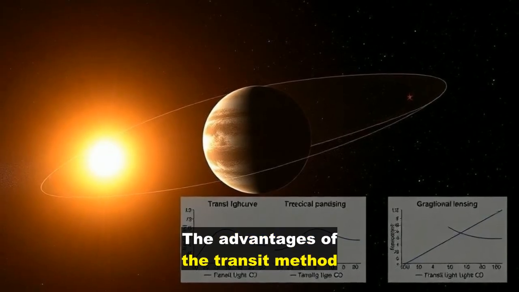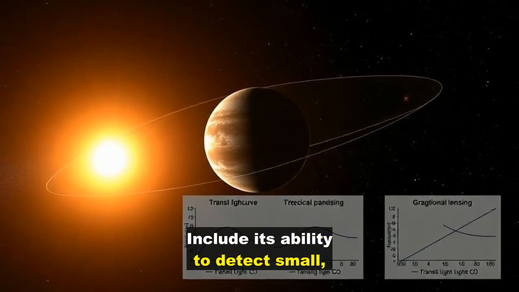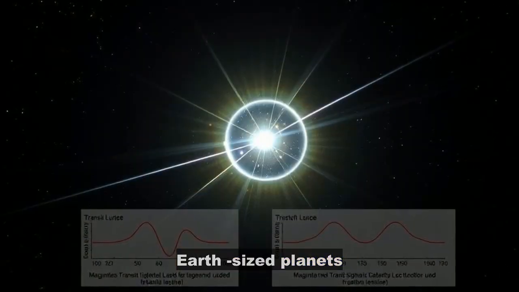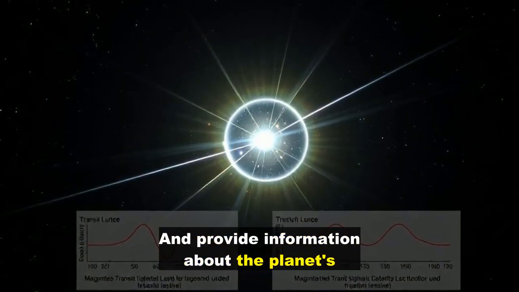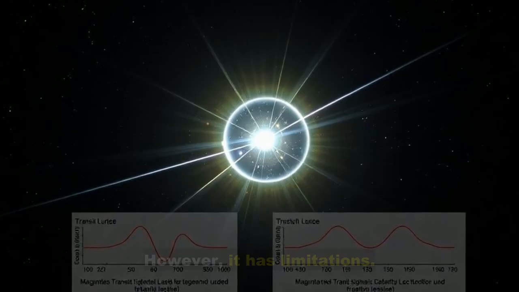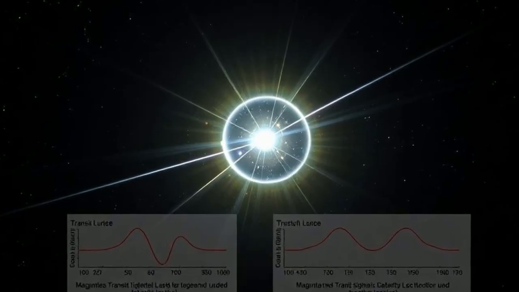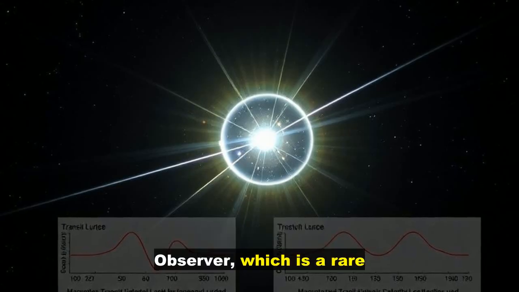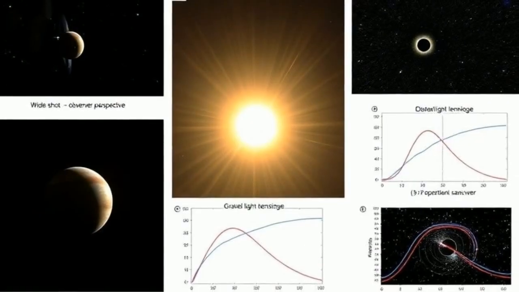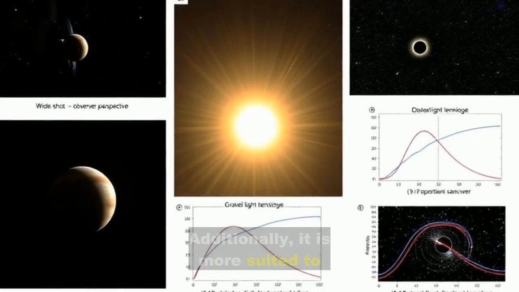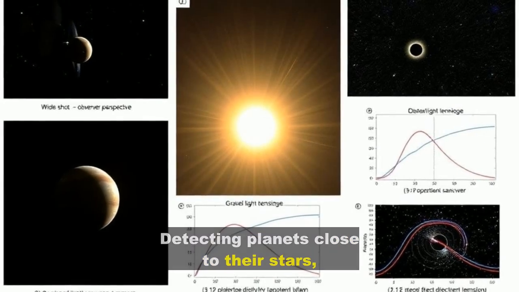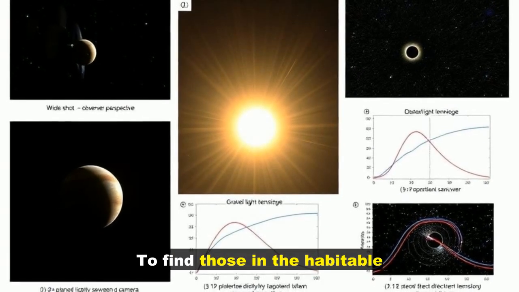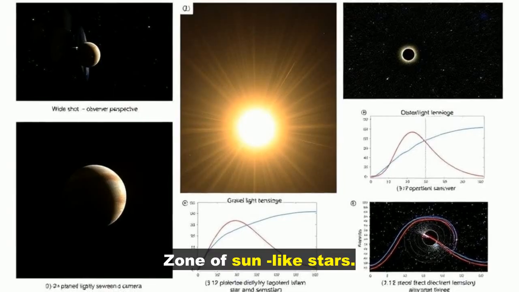The advantages of the transit method include its ability to detect small, Earth-sized planets and provide information about the planet's size and orbit. However, it has limitations. It requires the planet to pass directly between the star and the observer, which is a rare alignment. Additionally, it is more suited to detecting planets close to their stars, making it challenging to find those in the habitable zone of Sun-like stars.